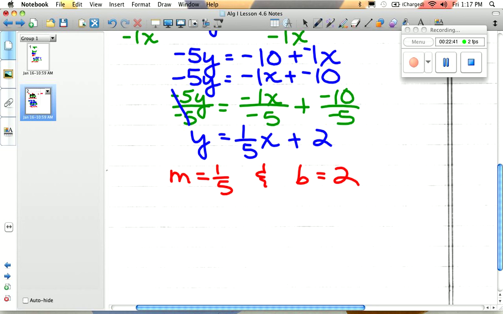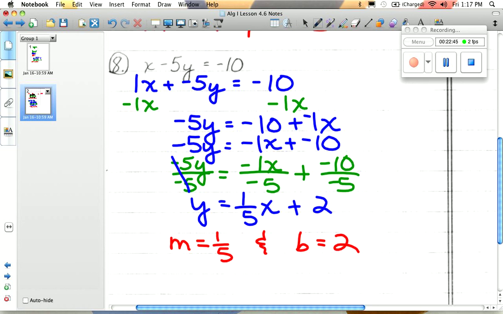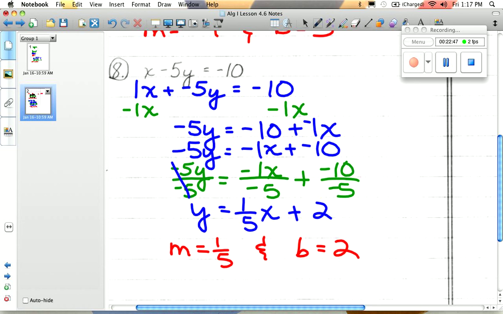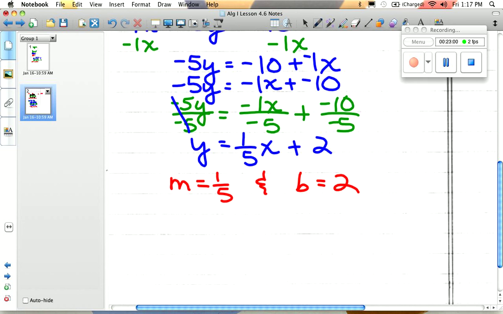We could pretty quickly figure it out if we went back to it in standard form, because we would put 0 in for y, and so where would it cross the x-axis? What's the x-intercept? Negative 10. So we actually could pretty easily in this one find out.